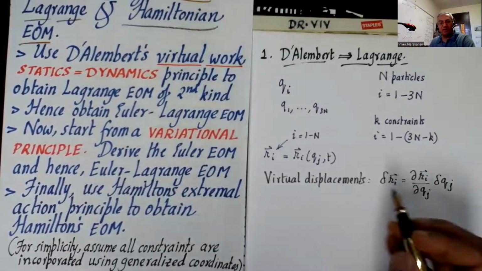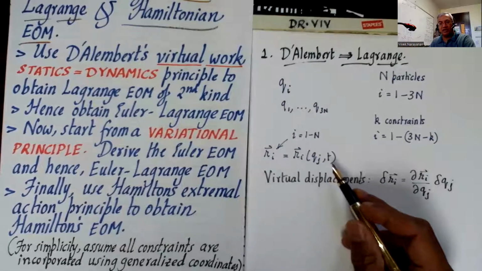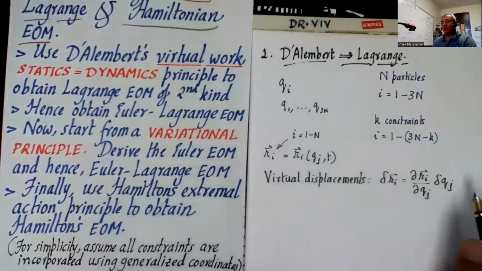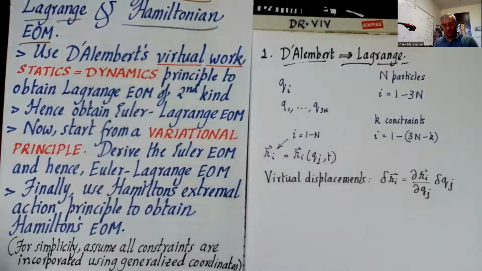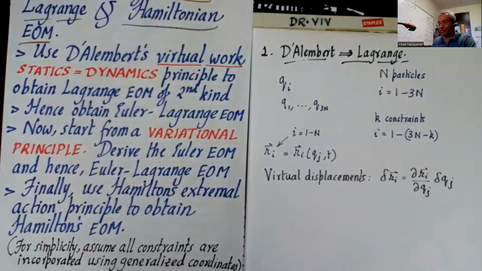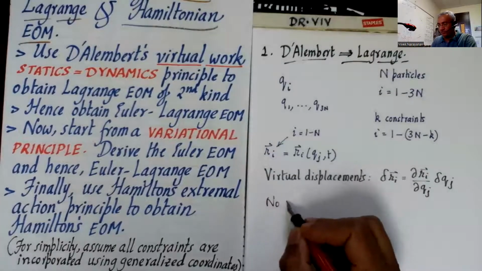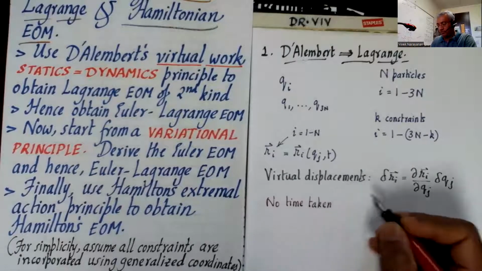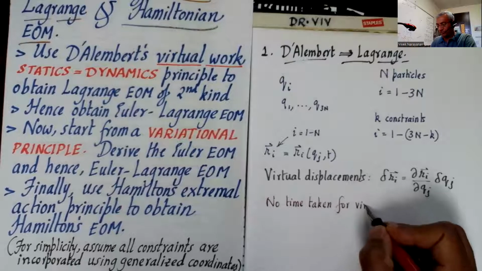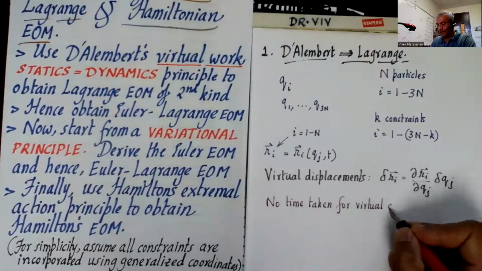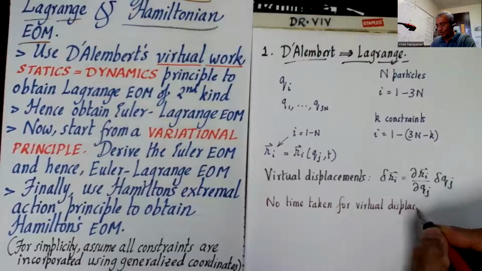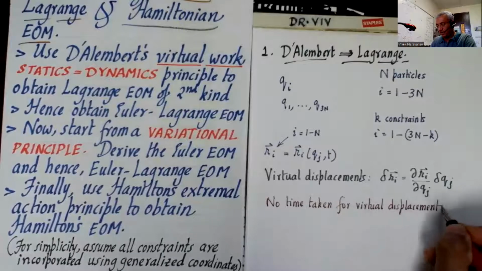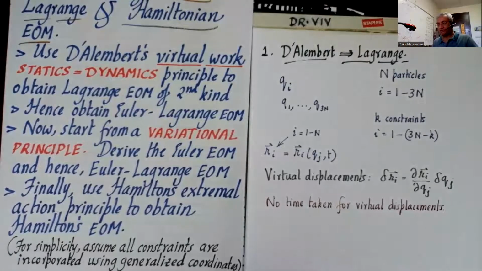Now you may wonder, why has he not written the term del r_i over del t times delta t? These virtual displacements are supposed to occur instantaneously. They don't have any time evolution, okay? So no time taken for virtual displacements. So that's an important assumption we're making in D'Alembert's method. So our virtual displacements are given by that.